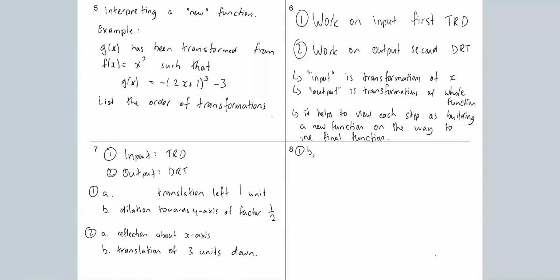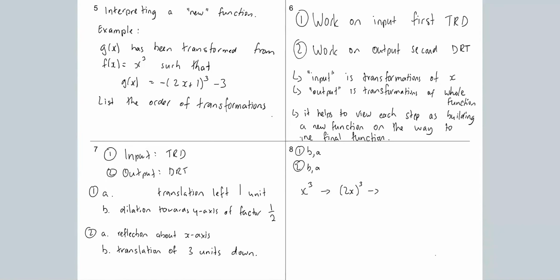So let's just say I do B, then A, and then I do B, then A for both of the inputs and the outputs. So I start off with my parent graph of x cubed, and then I'm going to apply part 1b, which is dilation towards the y-axis of a factor of 1/2. So that would be 2x all cubed. Then I'm going to do a translation left 1 unit. Remember, every single step, what we're doing is we are replacing x with its transformation. So instead of x, I went to 2x.